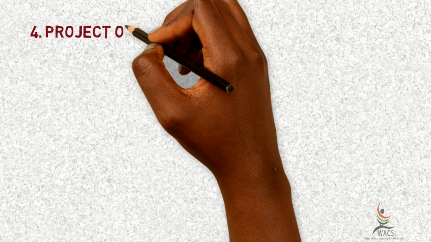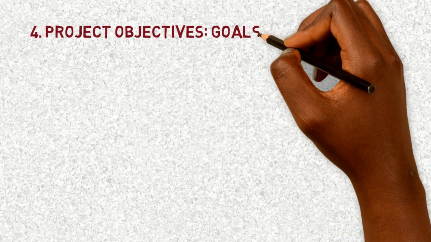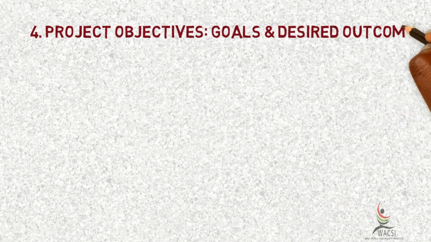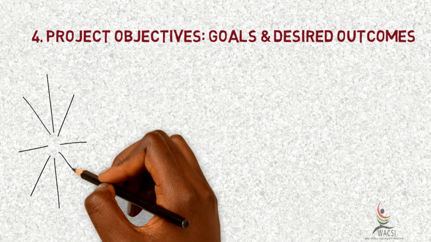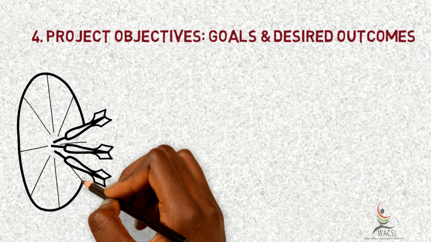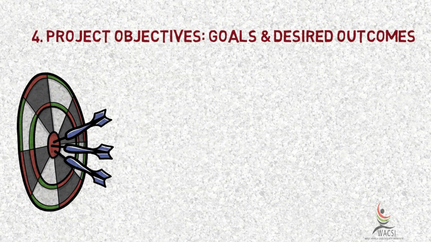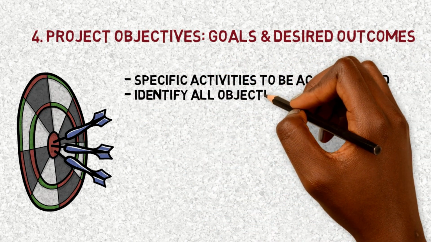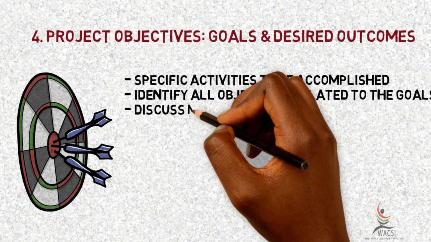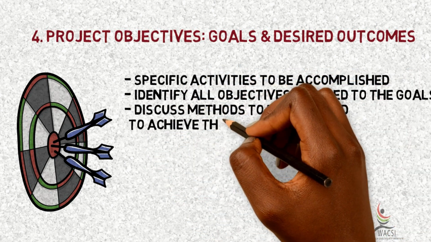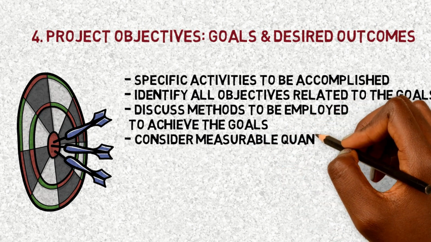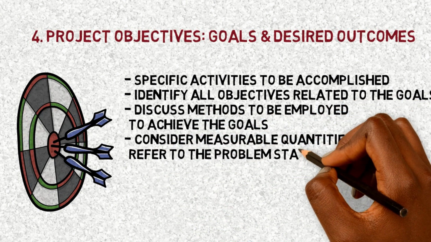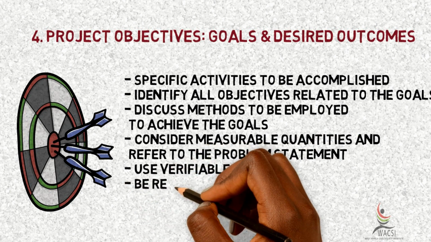Number 4, project objectives, goals, and desired outcomes. So this is the area where we look at the various objectives, both the goal or overall objectives and the specific objectives. So what are the specific activities to be accomplished in order to achieve these objectives? Identify all objectives related to the overall goal. Discuss methods to be employed to achieve the overall goal or the overall objective. Consider measurable quantities and refer to the problem statement.